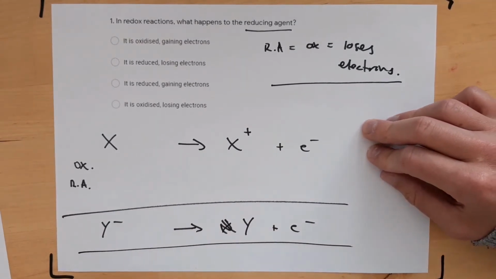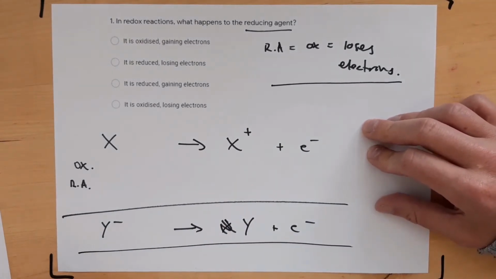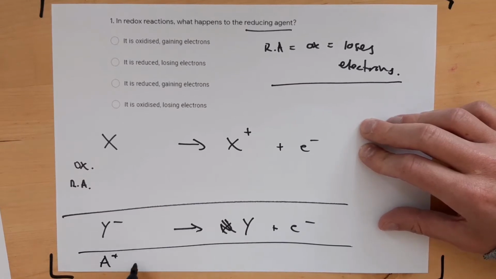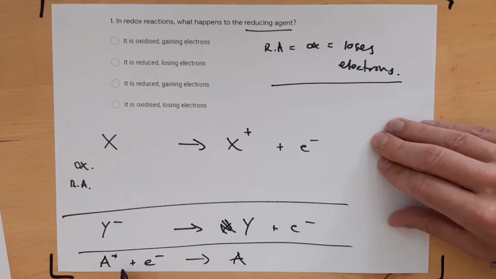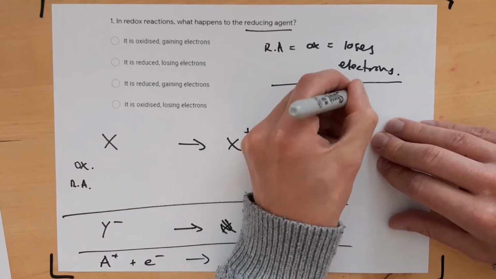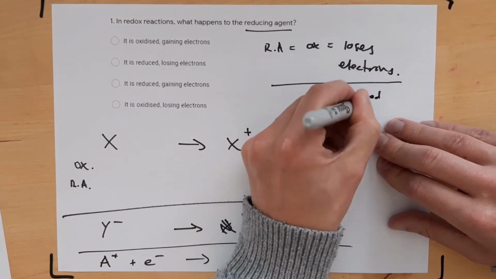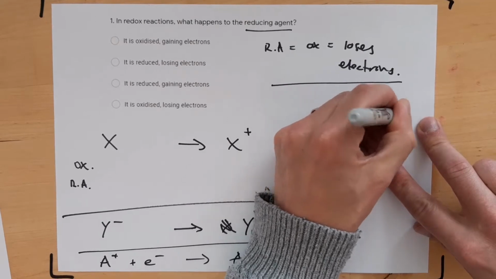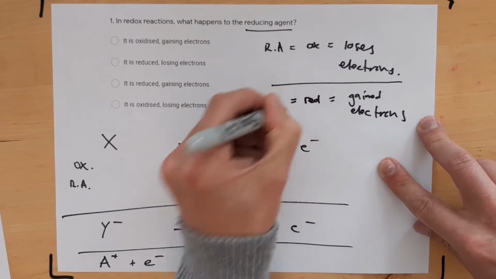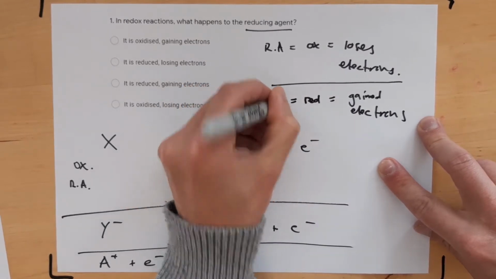So let's do a third example if we've got enough space. Let's just do chemical A, and let's have this as a positive ion. This now gains an electron, and it becomes the atom A. Well, what's gone on here? Well, this here has gained electrons, which means it has been reduced, which means it is the oxidizing agent.